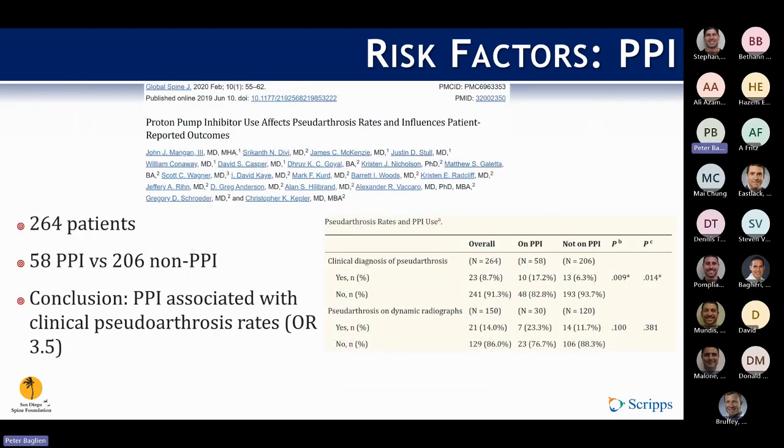This was a newer paper out of 2024 that looked at this in a human model. 264 patients, 58 had a proton pump inhibitor and 206 did not. There was an increased odds ratio of 3.5 with PPI and pseudoarthrosis rates. So this is definitely something to take into consideration with patients who are potentially able to get off of PPIs prior to surgery or switch to a different class of medication.